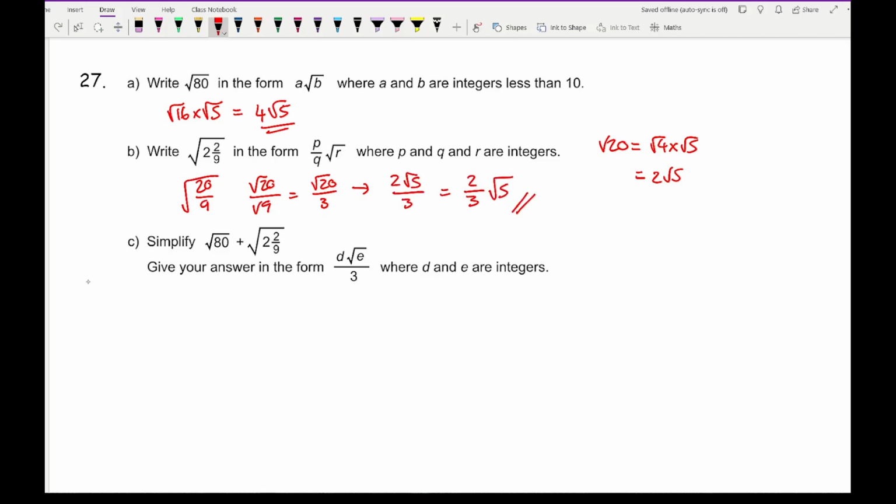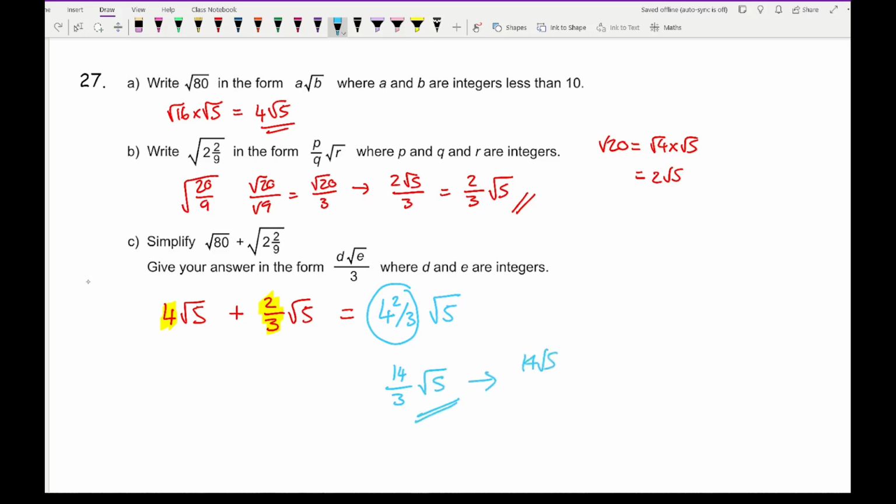And then for C, all we're going to do is join our answers in parts A and B to work this out. So root 80 I can write as 4 root 5 plus 2 over 3 root 5, which, if I add these together, becomes 4 and 2/3 root 5. And then I want to write this as an improper fraction. So 4 times 3 is 12, plus 2 is 14 over 3 root 5, which is also 14 root 5 over 3. So D equals 14 and E equals 5.